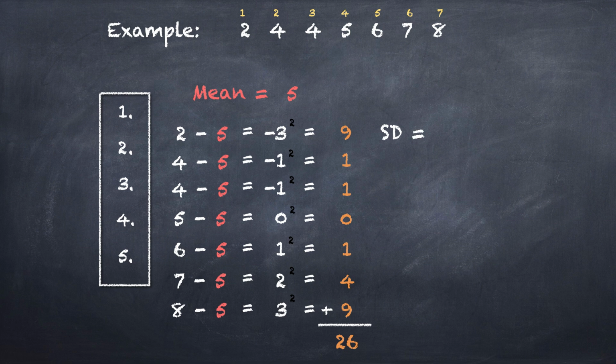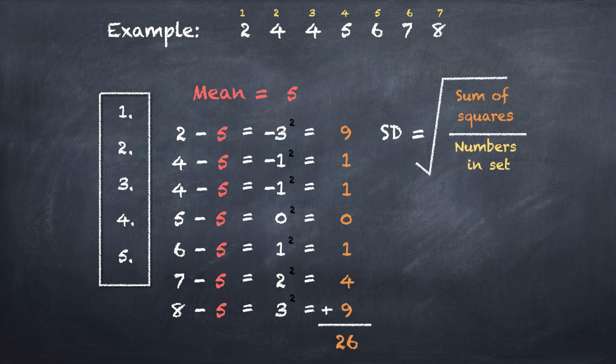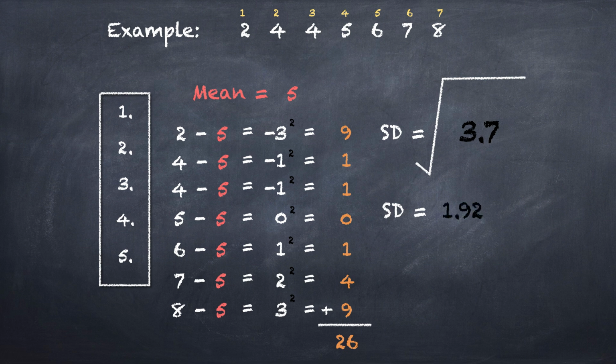So now we're going to plug into that formula, sum of the squares divided by the numbers in the set, and take the square root of that. So sum of the squares is 26, and there's 7 numbers in the set. So 26 divided by 7 is 3.7. And so the standard deviation is the square root of 3.7. So the standard deviation is 1.92. So that means the distance, the variance, is 1.92 for this data set.